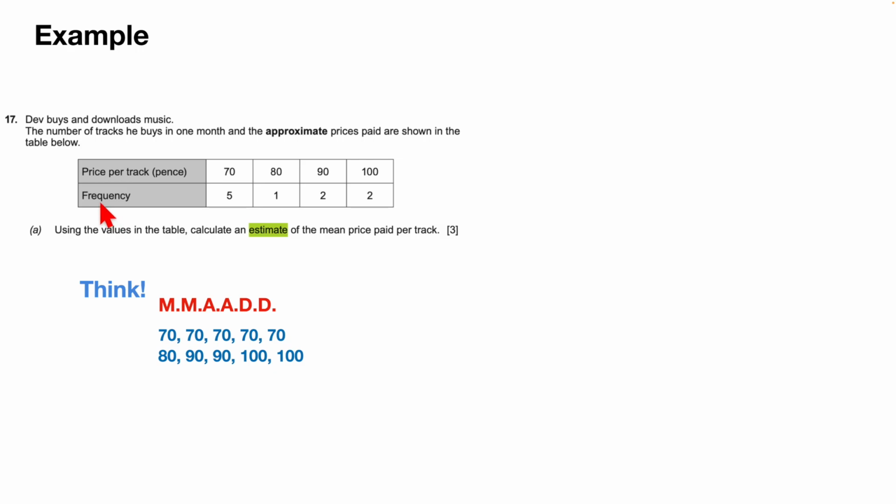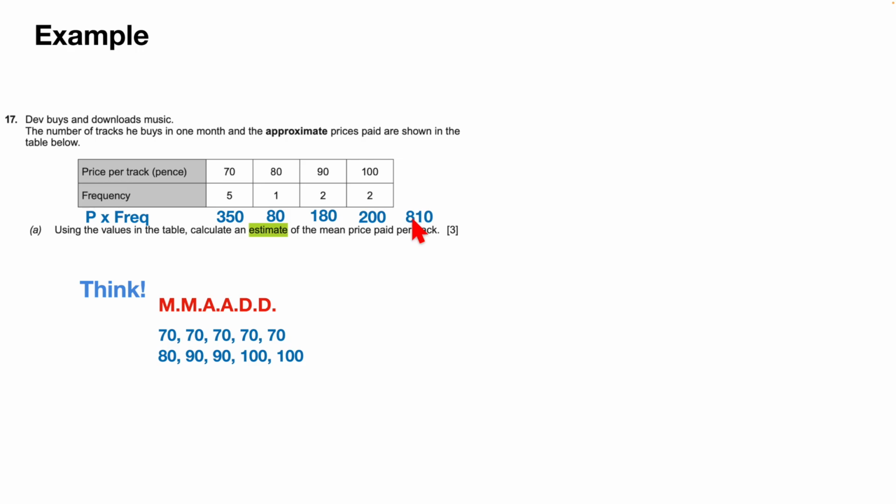First thing we do, we don't need a midpoint because we have actual numbers. These are approximate prices. But we've got actual numbers. There's nothing I can do with that. I'm going to have to use those. So I use the price times the frequency. So 70 times 5, 350, 80, 180, 200. So that's my price times frequency.